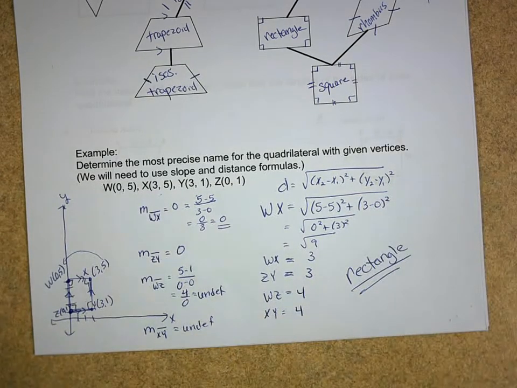But notice we just used the process. We used slope to tell me things are parallel or not, or even perpendicular, and we used the distance formula to find the length of the sides.